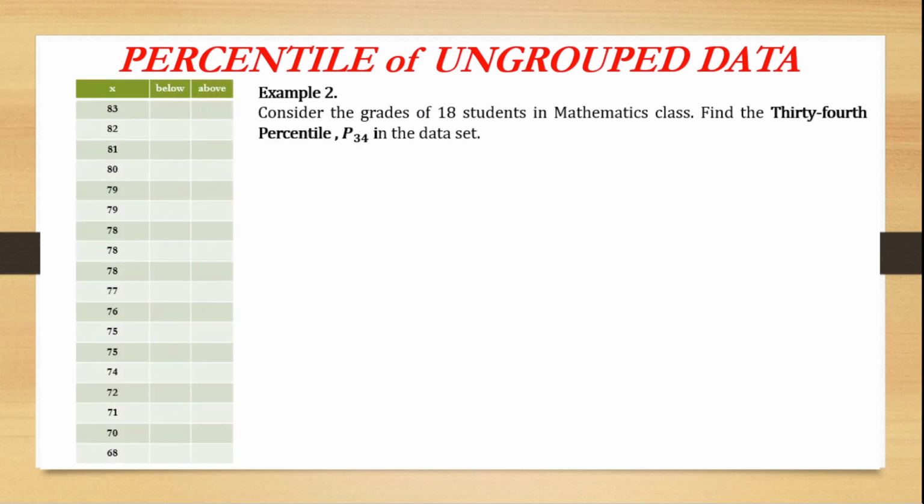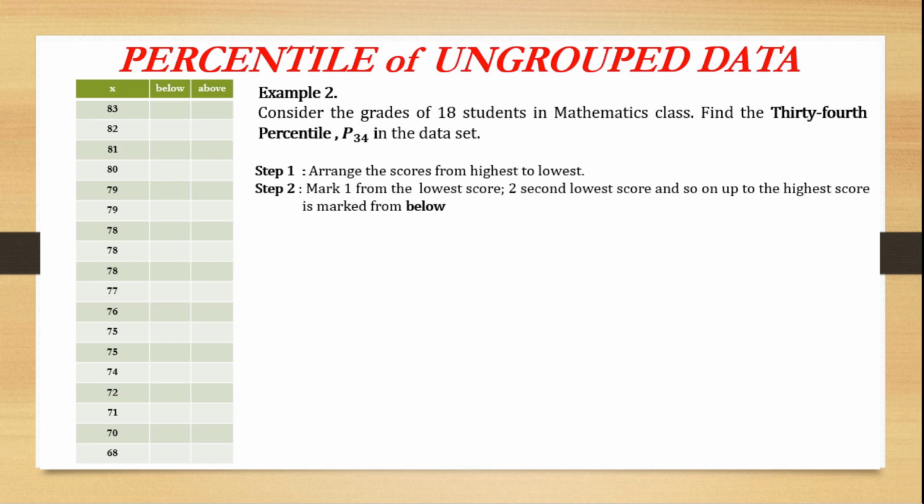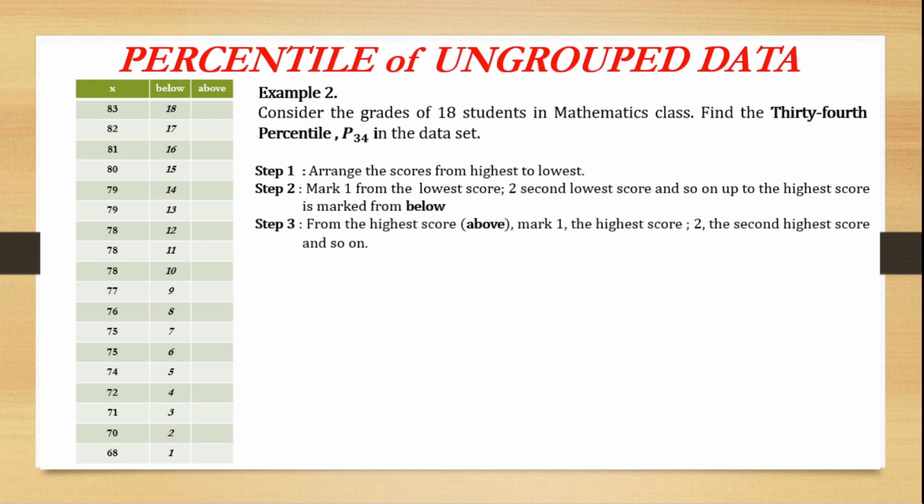Example number 2. Consider the grades of 18 students in mathematics class. Find the 34th percentile or P sub 34 in the dataset. Step 1. Arrange the scores from highest to lowest. Step 2. Mark 1 from the lowest score, 2 the second lowest score, and so on up to the highest score is marked from below. From the highest score above, mark 1 the highest score, 2 the second highest score, and so on.